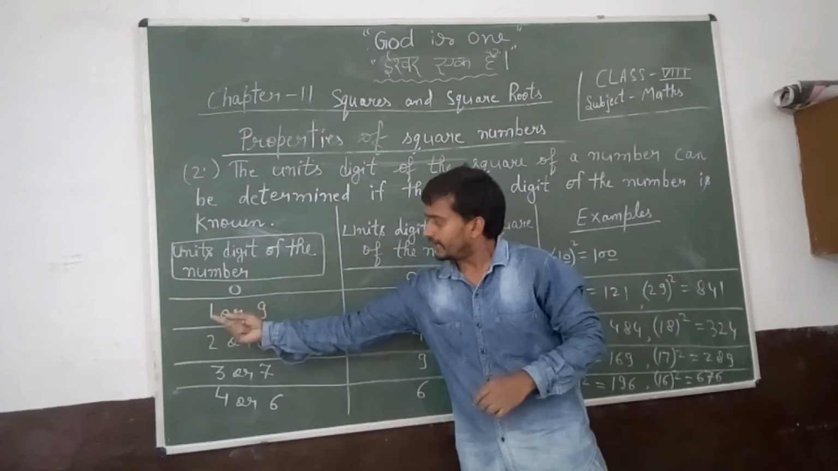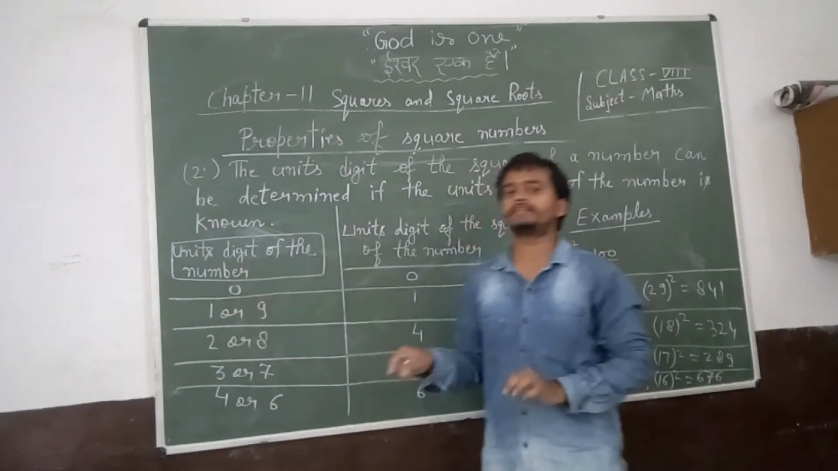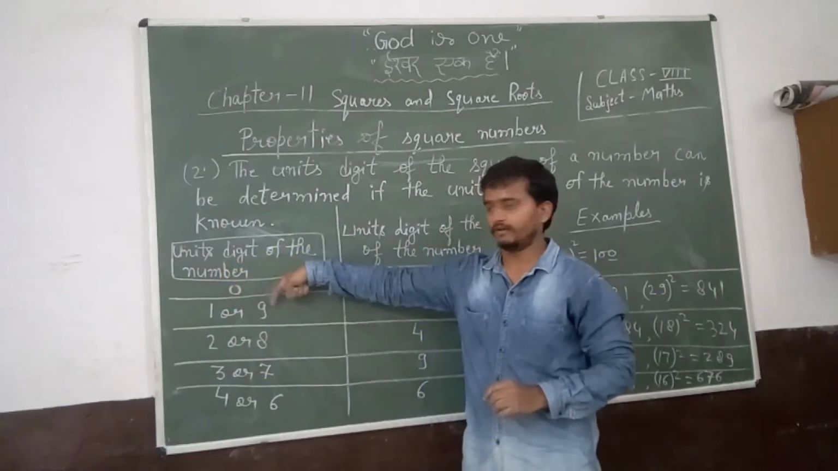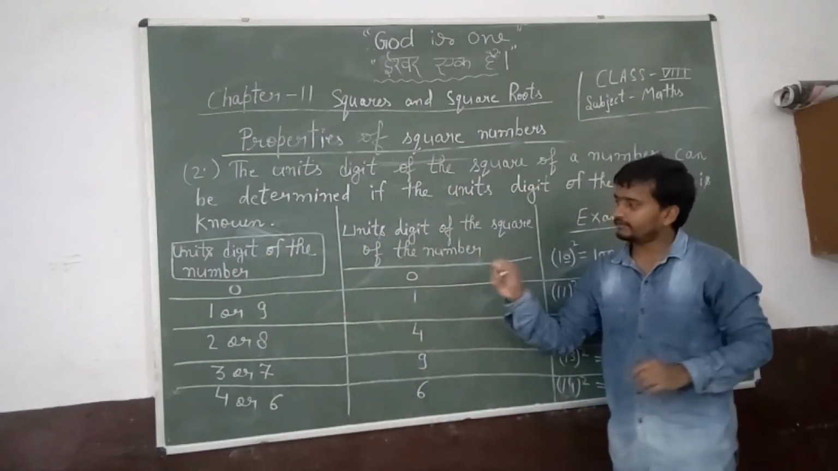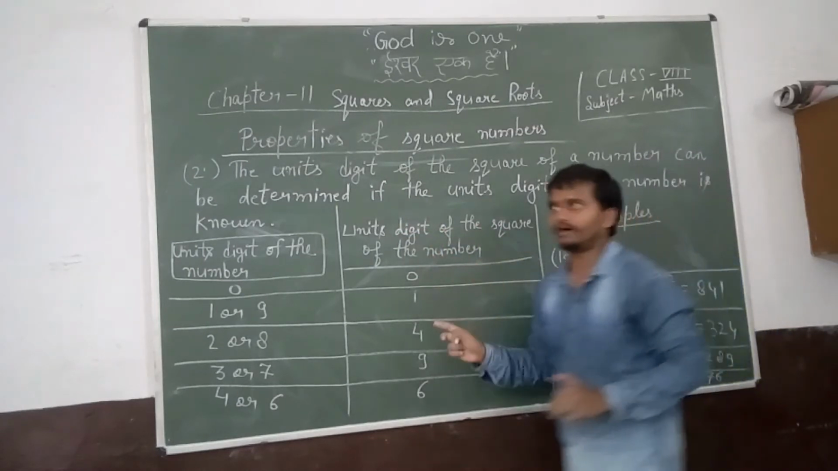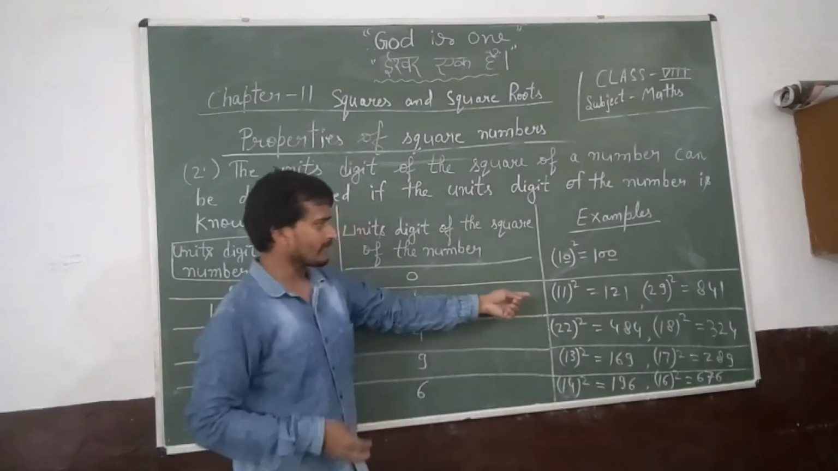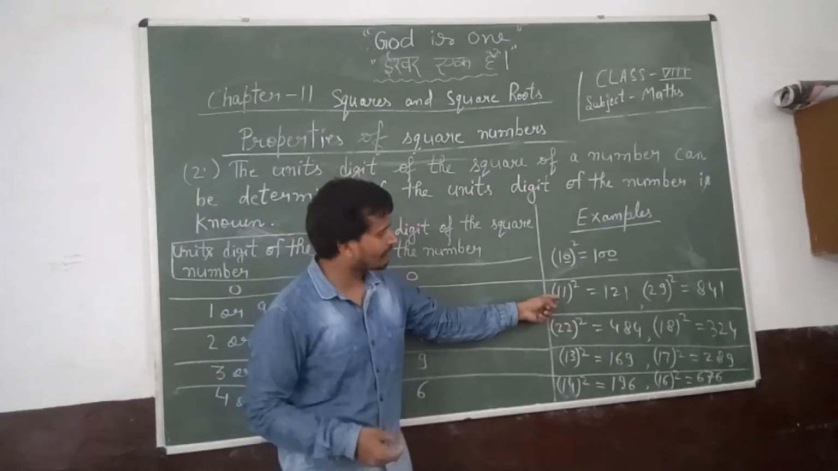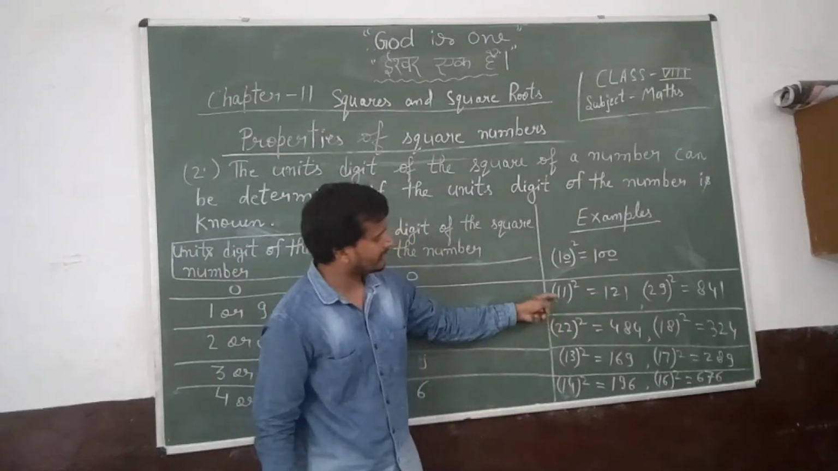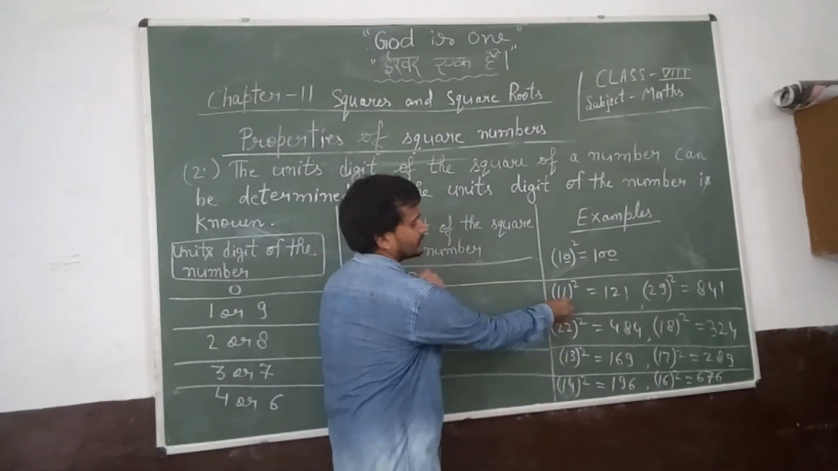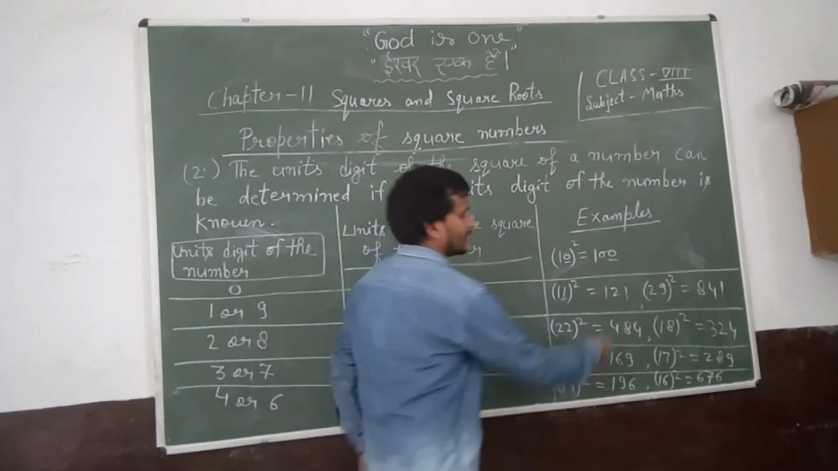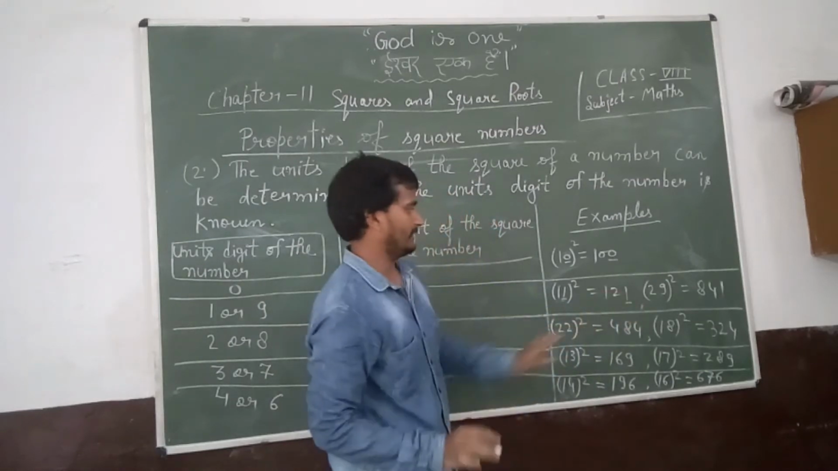Next, if the digit in the number at unit place is either 1 or 9, then the digit at unit place of the square of the number will be 1. Let us see an example. For example, 11. The square of 11 is 121. In the number 11, the digit at unit place is 1. And its square is 121. Here the digit at unit place is also 1.